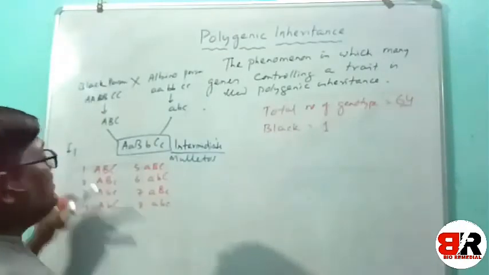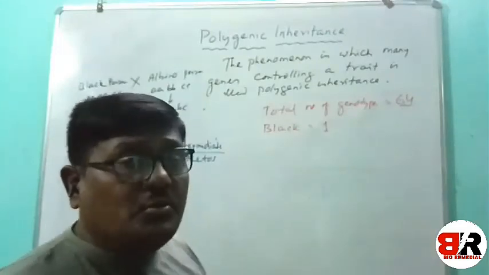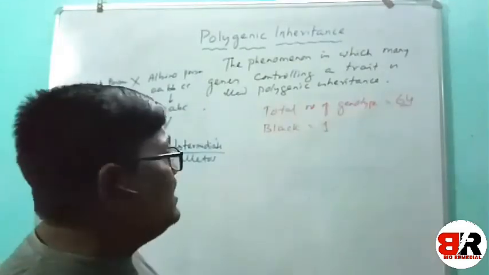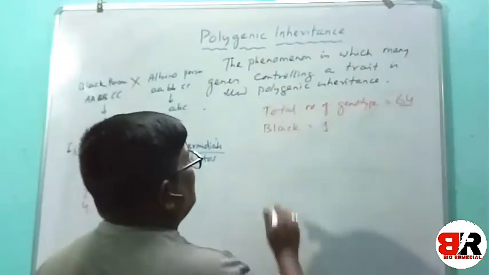Okay, so gametes ABC can cross with another ABC. I will also show you how the crossing is taking place. Let me explain the phenotype first. So black person, that will be 1.